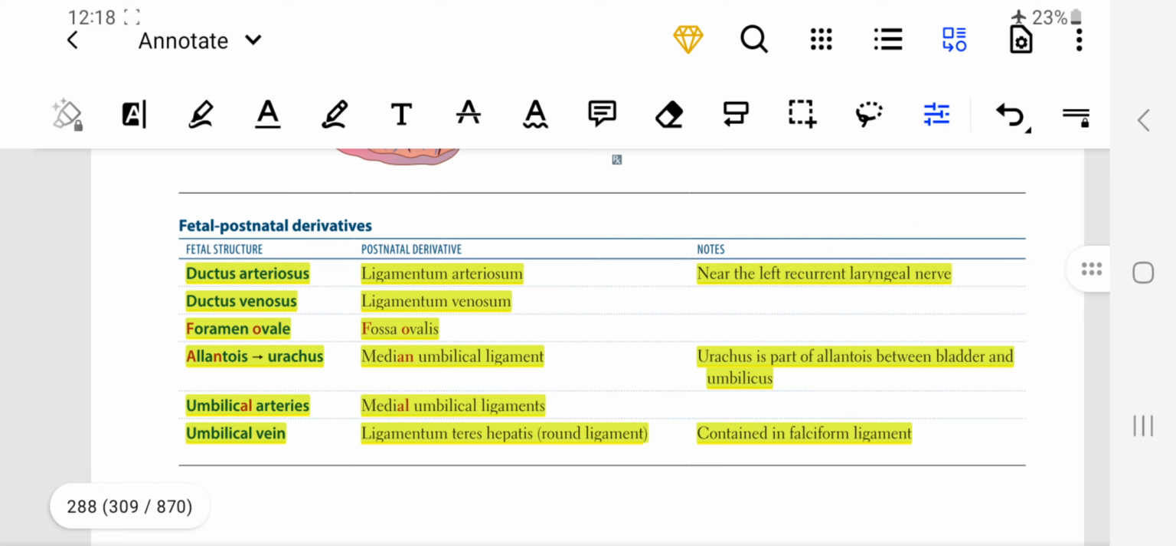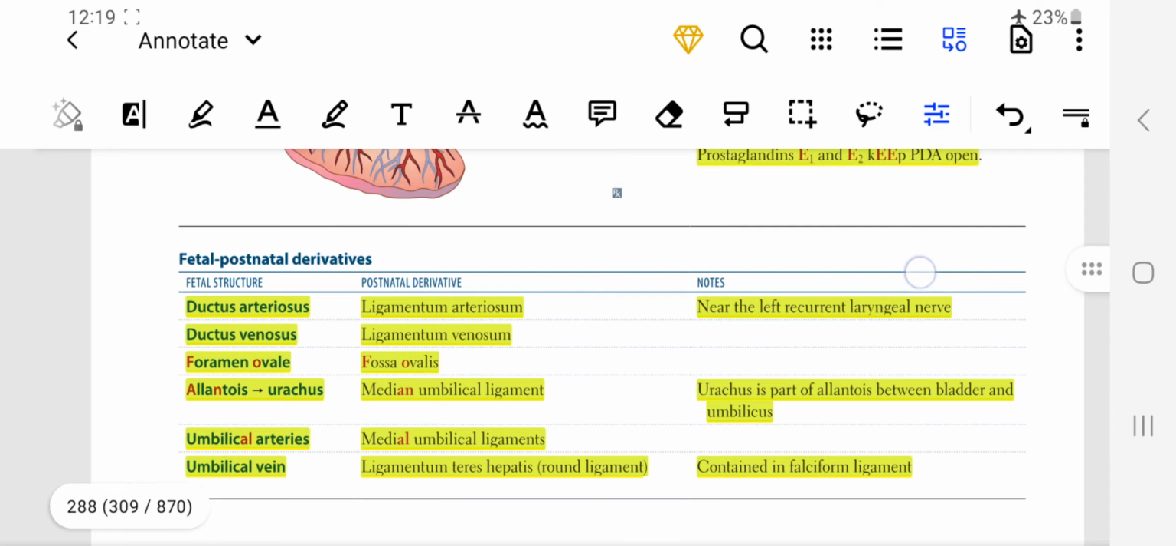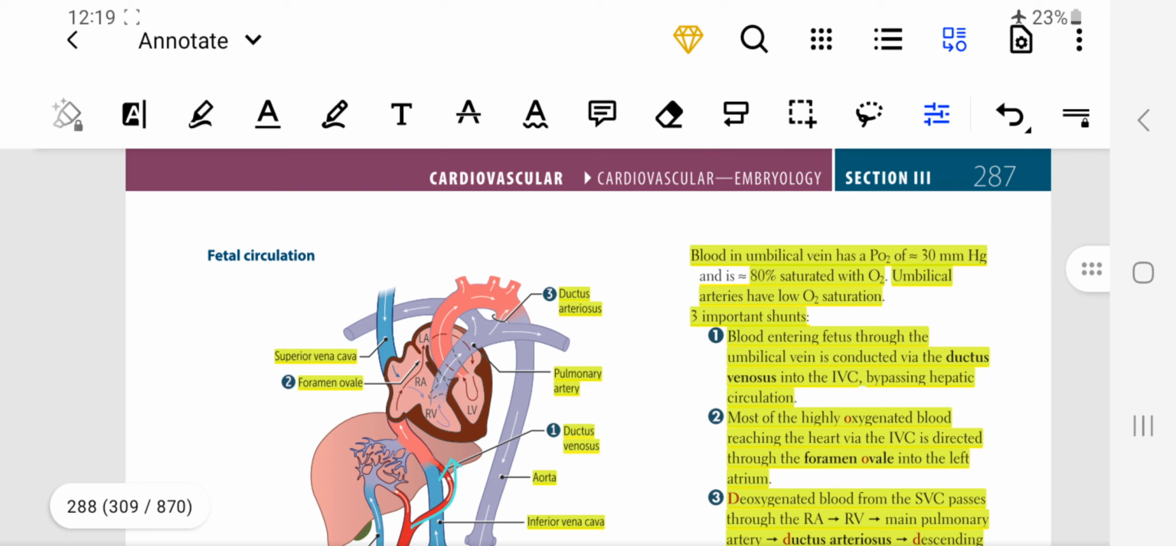And we have umbilical arteries that would lead to medial umbilical ligaments. Umbilical vein will lead to the formation of ligamentum teres hepatis, also called round ligament, contained in the falciform ligament. Once again to this page.